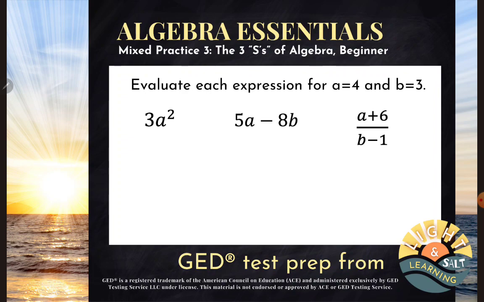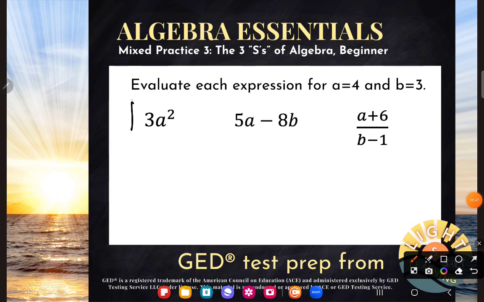It says, evaluate each expression for a equals 4 and b equals 3. So we see this first expression, 3a squared. And if you had not read those lovely directions, if all you saw was 3a squared, you'd be mad at me right now because you'd be like, Kate, there's no equal sign, I can't solve. I don't know what a is, so I can't square it. And I don't know what a squared is, so I can't multiply it by 3. And you're a jerk, and you never taught us how to do any of this.